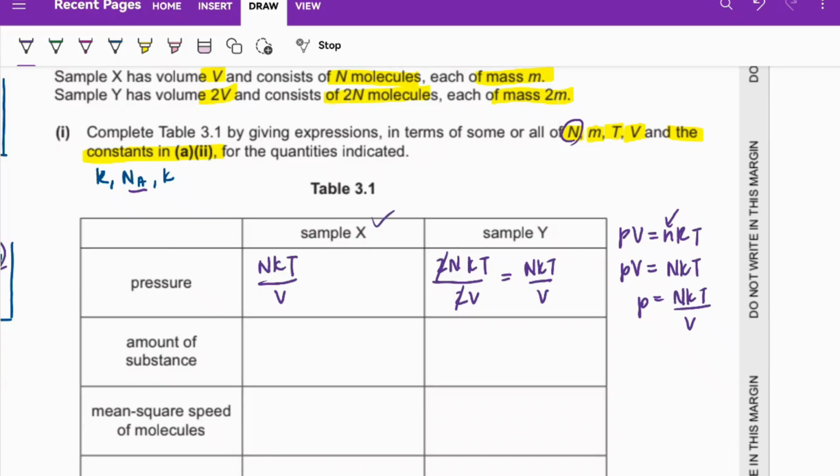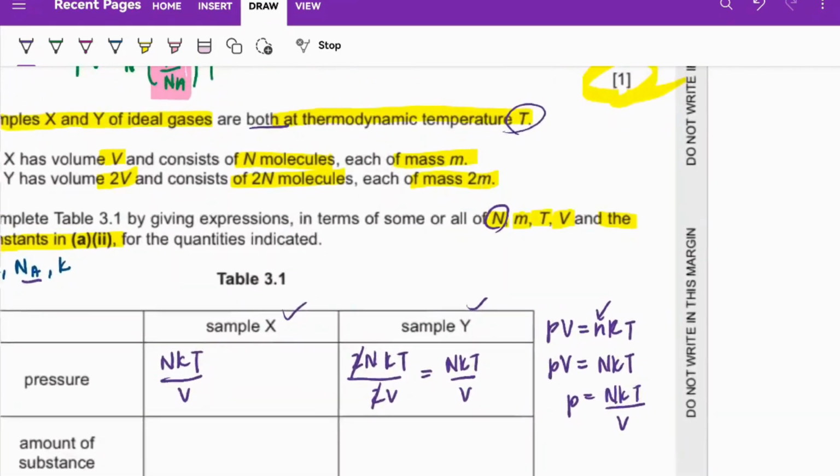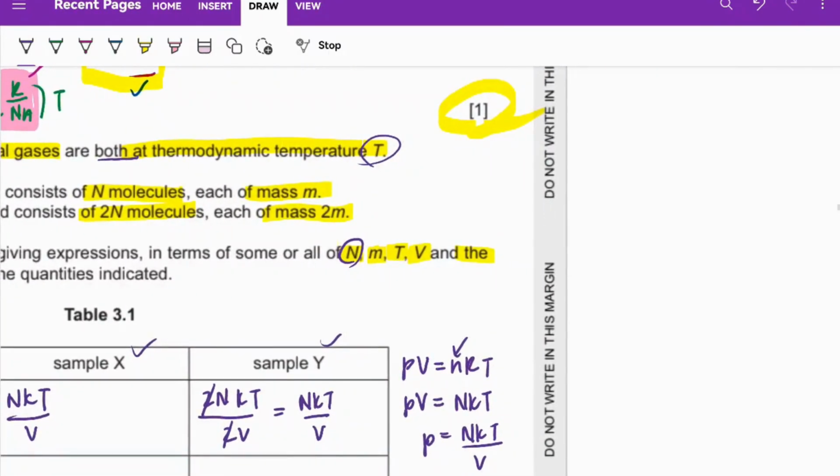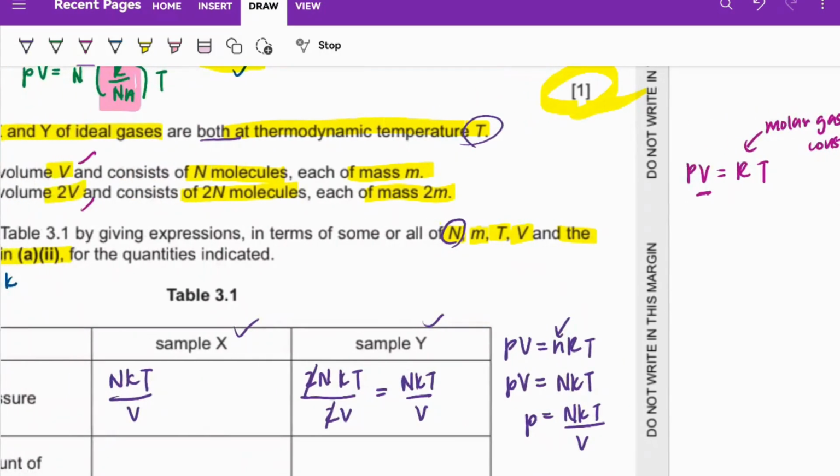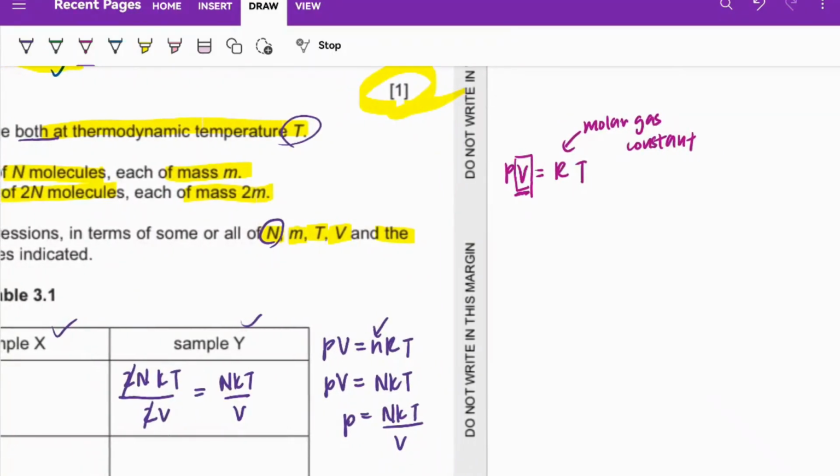Why? Because remember this concept, PV equals nRT. This is the molar gas constant, right? In this case, the volume is changing, right? Both have different volume. So if the volume is changing, P and T should be constant. If the volume is changing, T is constant already, that means your P also should be constant. In other words, it should be the same.